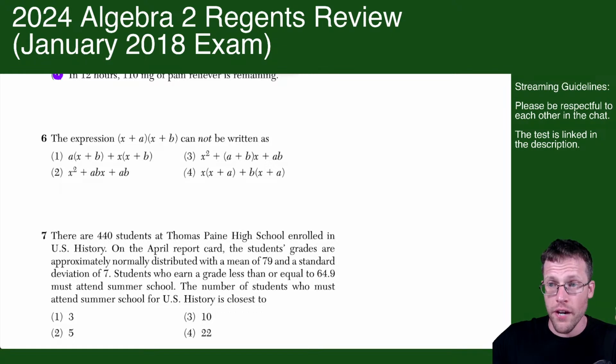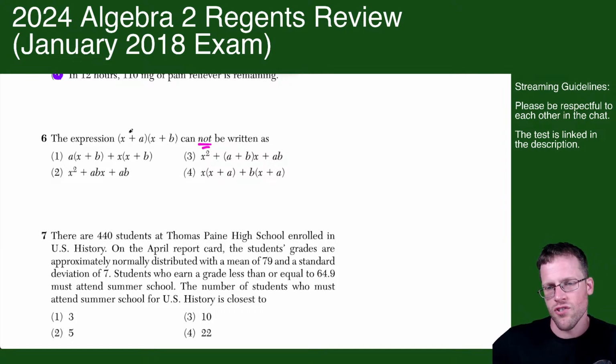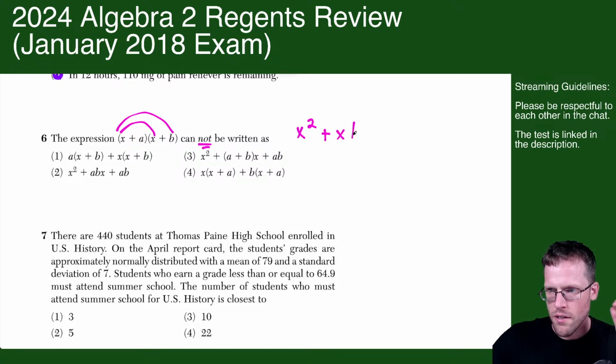So this one, be careful with these questions. Which expression cannot be written? That means that 3 of them are right and 1 of them is wrong. So for something like this, I would just start by distributing here. So I would see, all right, x times x is x squared. And then x times b is xb. And then a times x is ax, plus a times b is ab.